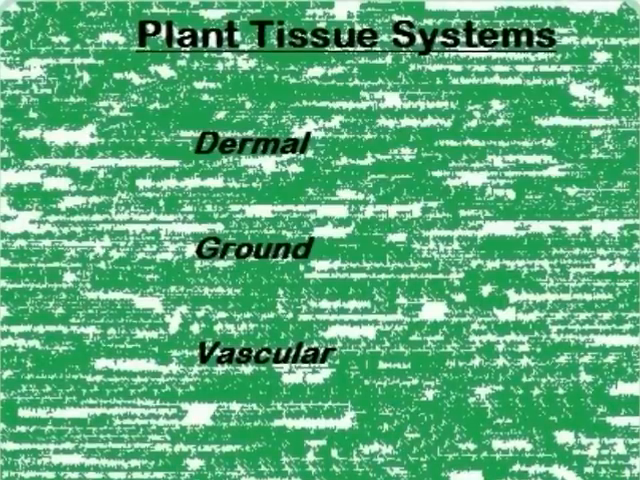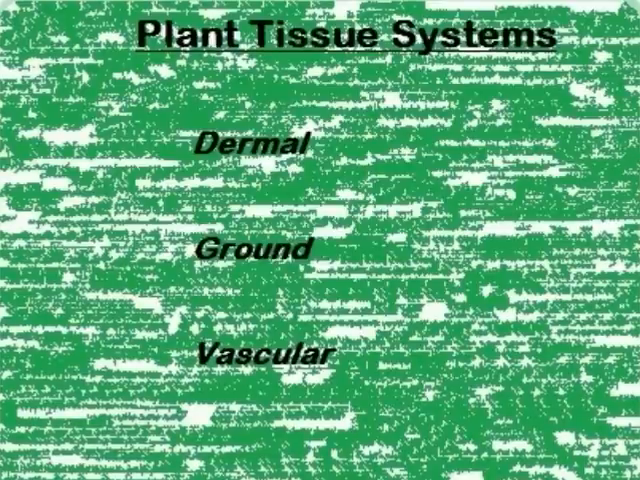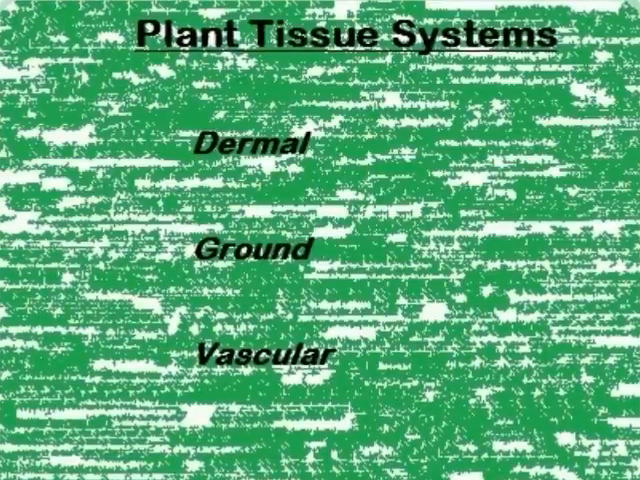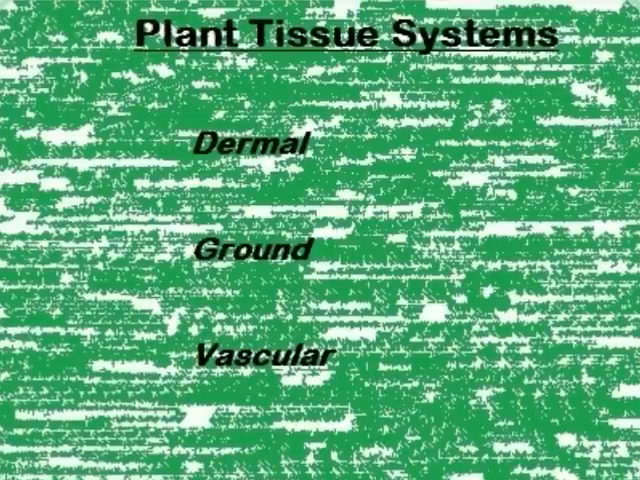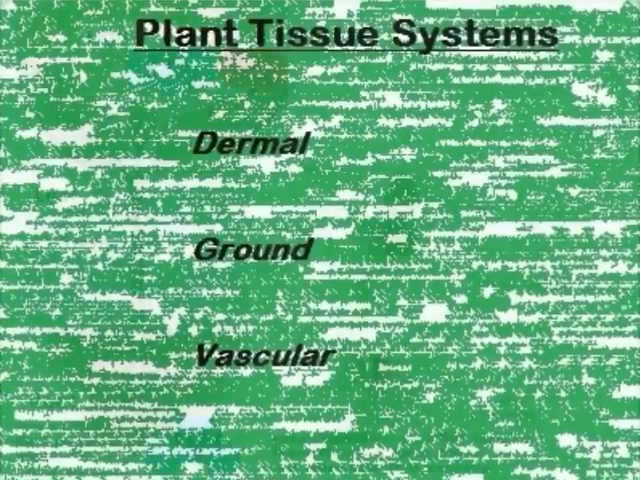The ground tissue is mainly involved in storage and makes up most of the plant body. Vascular tissue transports food, water, hormones, and minerals within the plant.